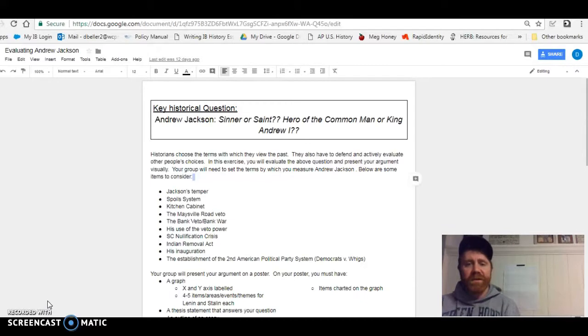But then we want to start to explain, all right, how does this evidence that we're using fit into my argument? How is this going to help me brainstorm and outline my position on this key historical question? So your job is to present your argument visually. You're going to set the terms by which you measure Andrew Jackson, and in just a moment I'm going to show you this graph back here and we can walk through it.